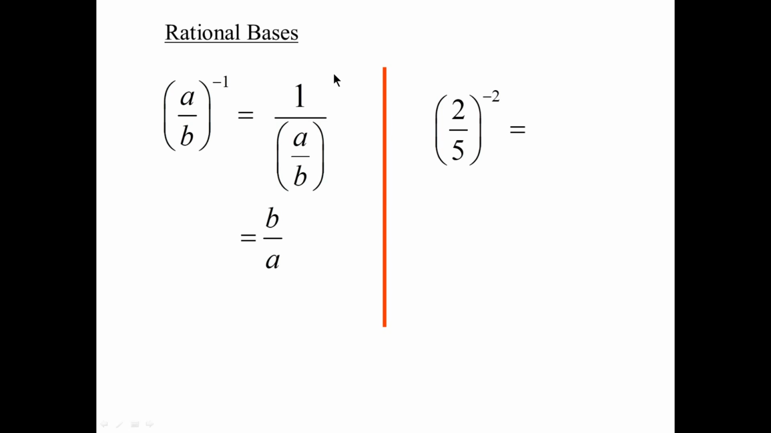2 over 5 to the negative 2. Well, the negative sign in the exponent means that it will invert the base, because the negative sign inverted a over b, made it b over a, so the negative sign on 2/5 will invert the 2/5 and make it 5 over 2, but still squared. And now we'll have to square the top and square the bottom.